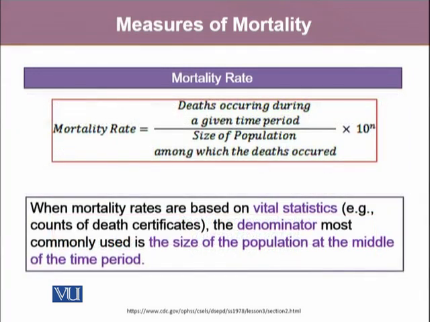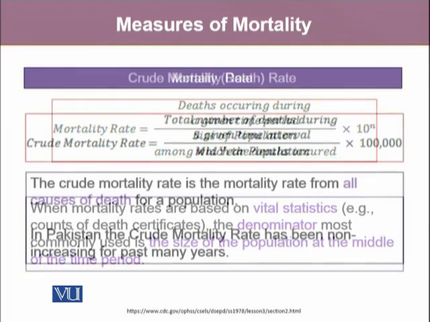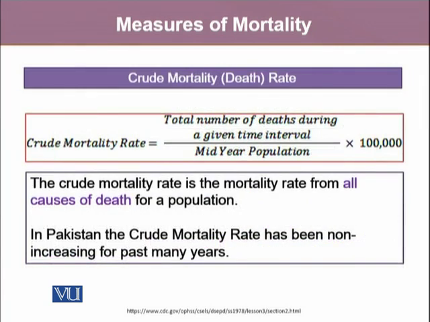When mortality rates are based on vital statistics, for example, the counts of death certificates, the denominator most commonly used is the size of the population at the middle of the time period, which is the mid-year population, as it's used in the crude mortality rate. In crude mortality rate, the numerator is the total number of deaths during a given time interval, and it includes all causes of deaths in a population in the given time interval.